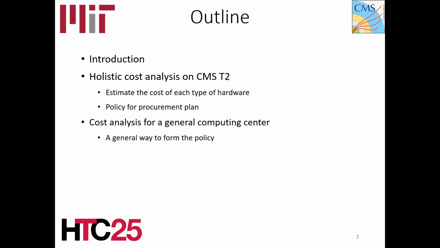So here is today's outline. It basically consists of three major parts. I'll first talk about the introduction, and then I'll talk about details of the holistic cost analysis that we conducted using the MIT Tier 2 Center. And then I'll translate to a more general usage, talking about a general way and a general tool to do this cost analysis that everyone could apply to a different computing center.